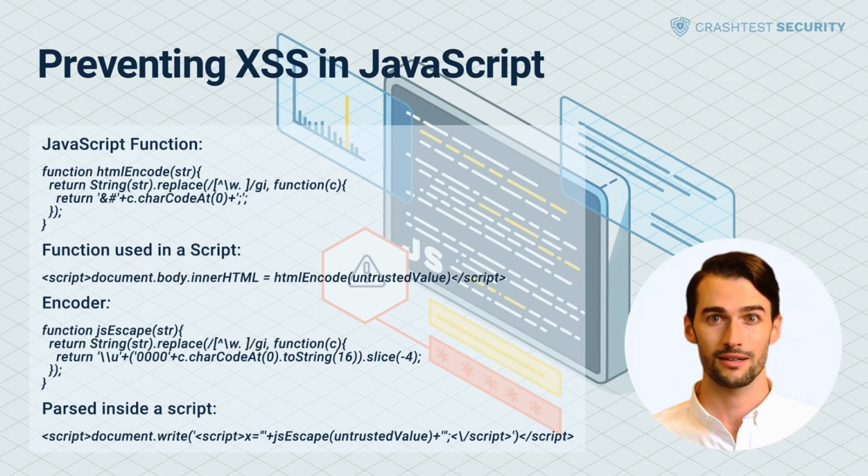Developers should include an encoder with Unicode escapes for inputs inside JavaScript strings. A sample encoder would look similar to this example. This is then parsed inside a script, as shown here.